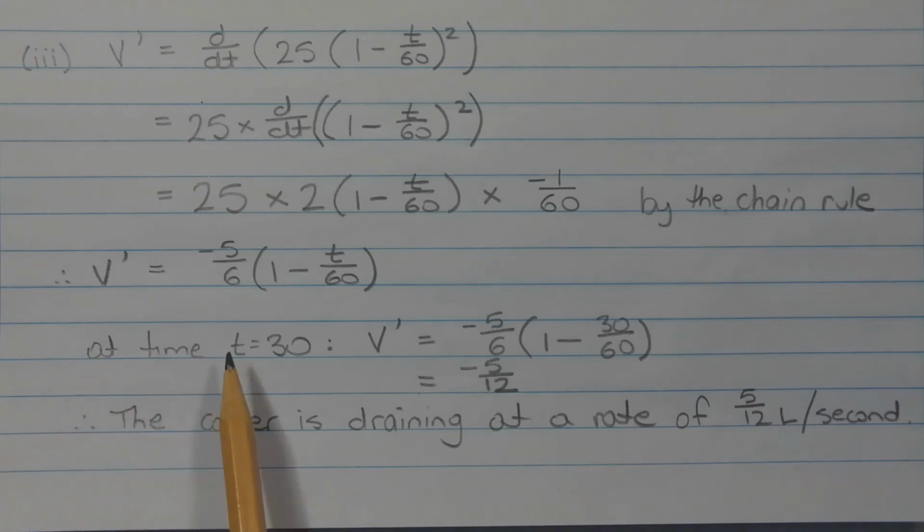Now at time t equals 30 seconds, V dash is equal to negative 5 over 6 times (1 minus 30 over 60). And that simplifies to negative 5 over 12. So we interpret this negative here as water draining out of the cooler. So the volume is decreasing over time. Therefore, the cooler is draining at a rate of 5 over 12 litres per second.